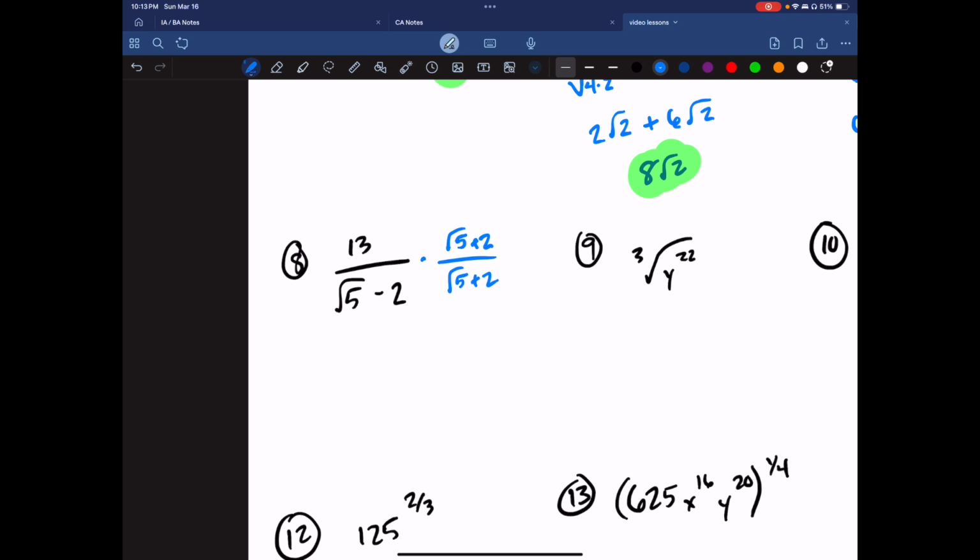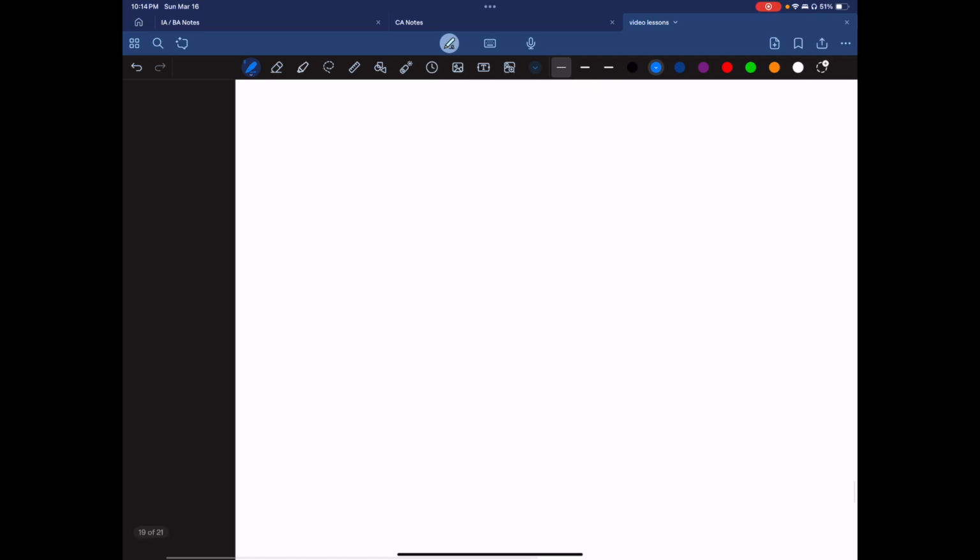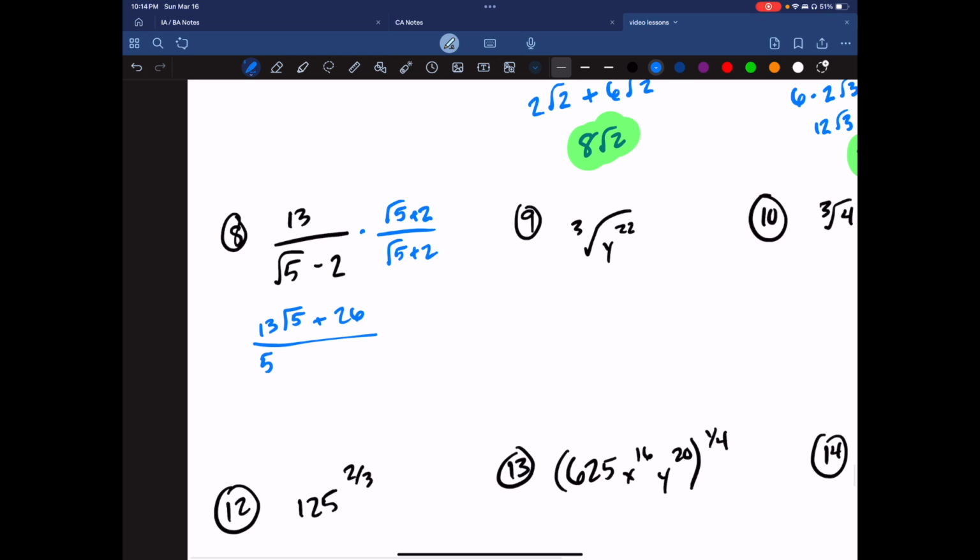Okay, but if you struggle with that or factoring is not your favorite thing, all you're going to do is distribute. So I'm going to say 13 squared 5 plus 13 times 2 is 26. Okay, and then this is going to be square root of 5. I'm sorry, square root of 5 times square root of 5 is 5. Like everything works out, and I can just take the 5 out, right? And then square root of 5 times positive 2 is plus 2 square root of 5. And I have minus 2 square root of 5. And then I have minus 4.